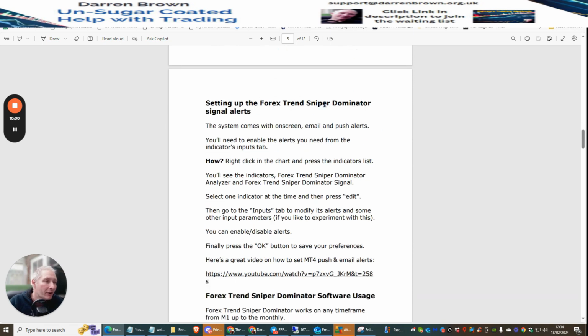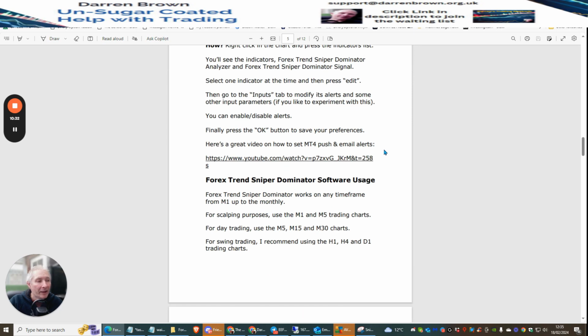Setting up the Forex Trend Sniper Dominator signals alerts. This system comes with on-screen, email and push alerts. You can set it up so you can be contacted by email when you get an actual sniper alert, or you can have push alerts where it will come across on your screen. You'll need to enable the alerts from the indicators input tabs. Right click in the chart and press the indicators list. You'll see the indicators Forex Trend Sniper Dominator Analyzer and Forex Trend Sniper Dominator Signal. Select one indicator at a time and then press edit. Then go to the inputs tab to modify its alerts and some other input parameters if you'd like to experiment with this.